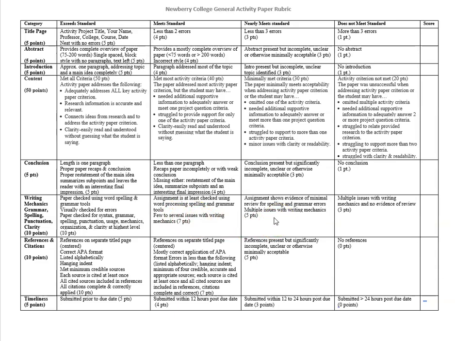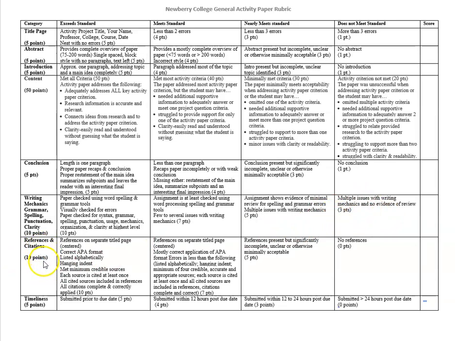Nearly meets the standard is 5 points. This shows that there's evidence of minimal review for spelling and grammar errors. This is, again, if you just run a spell check on your paper, you should be able to at least get to the 7 points. If you have lots of issues, you're going to be down here at the 3 points.